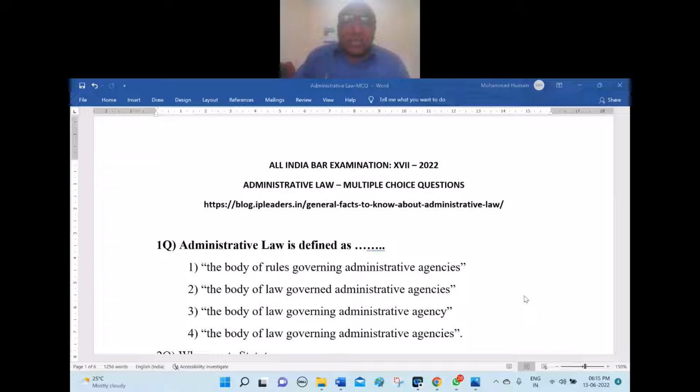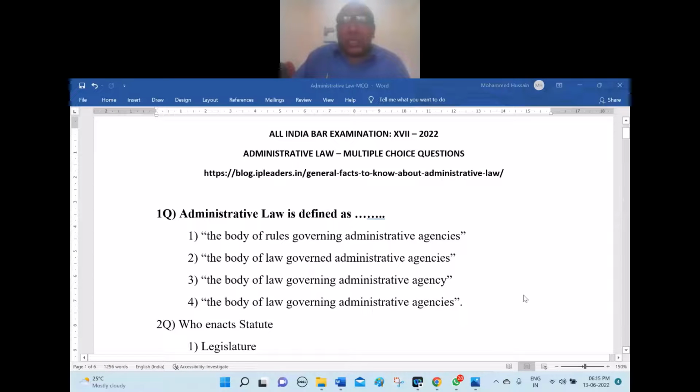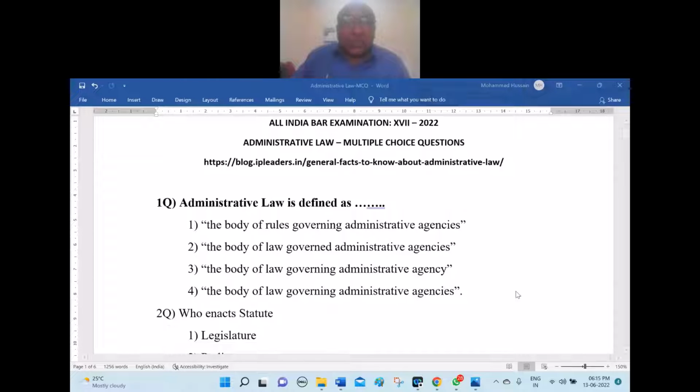Answer is the body of law governing the administrative agency. That is the fourth. The fourth option is the correct option. Administrative law is defined as the body of law governing the administrative agencies. The fourth option is the correct answer for the first question.